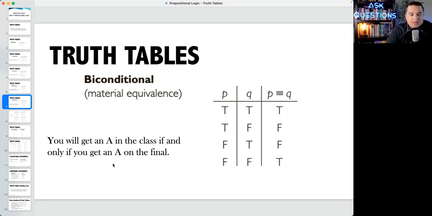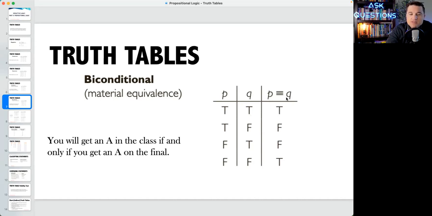And if you don't hold up your end of the bargain, you don't get an A on the final, and I don't give you an A in the class, then that doesn't invalidate my promise. So you didn't do your part, so I don't do my part. Both things are false. My promise still remains. It still holds. And so the trick that I keep in mind when it comes to biconditionals is I look for sameness in truth value.